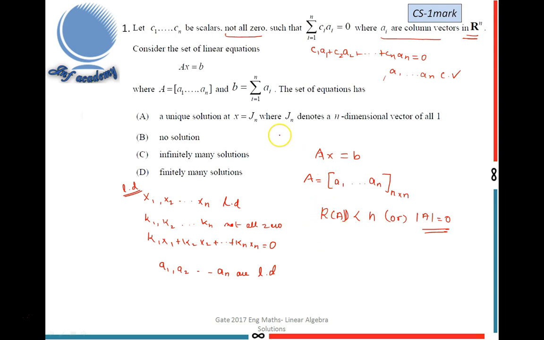Next, given Ax equal to b and b equal to sigma i equal to 1 to n Ai.